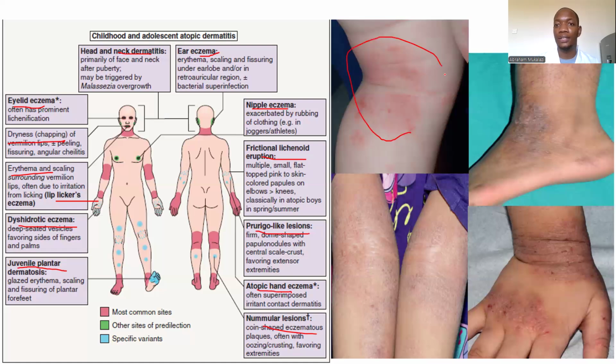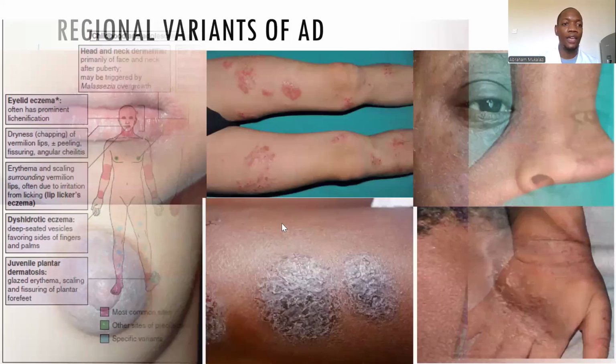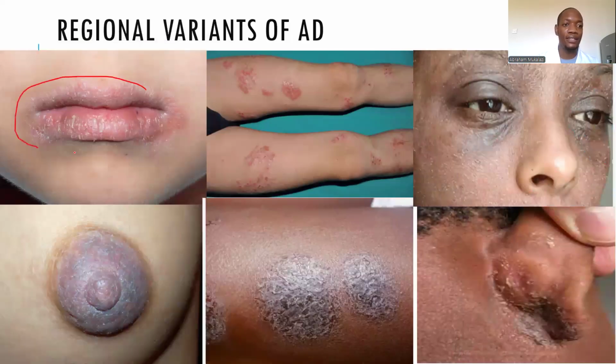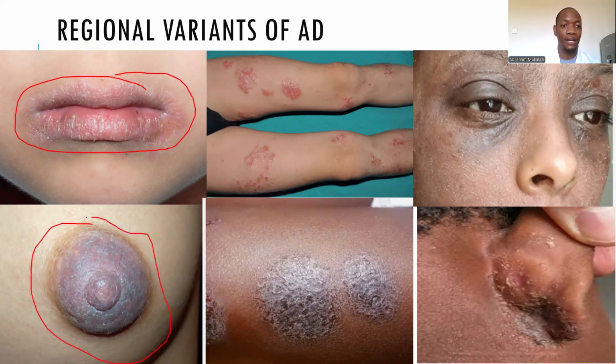So the typical morphology in childhood and adolescent, as well as adult atopic dermatitis, will involve the flexural areas. As you can see here, you see plaques there on the antecubital fossa, then usually around the wrist. This is also a flexural area at the ankle joint. Then this is lip licker's eczema. This is atopy affecting both lips. And then this is nipple eczema, where you see a lichenified plaque affecting the nipple and the areola area.